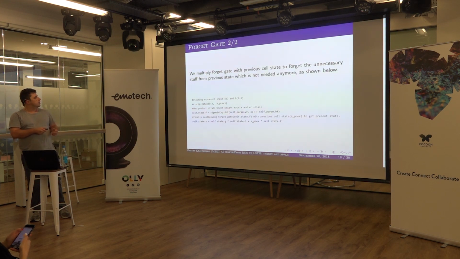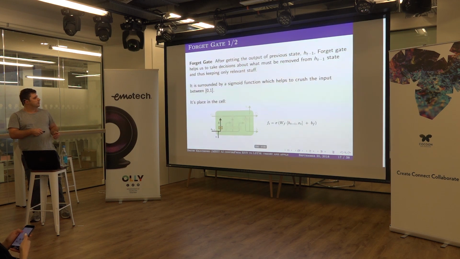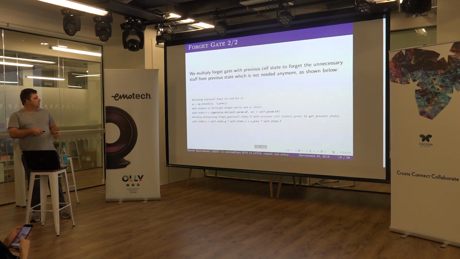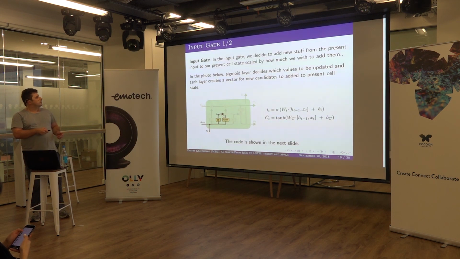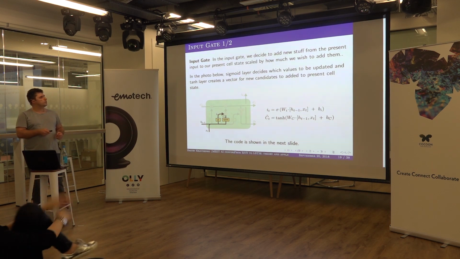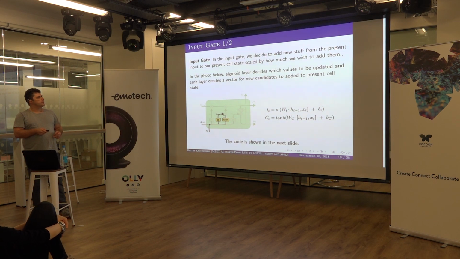So this is Python code for calculating the forget gate, and then goes an input gate, where we decide if we want to add new stuff to the present input and output.